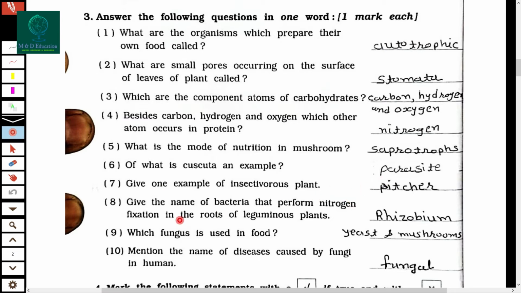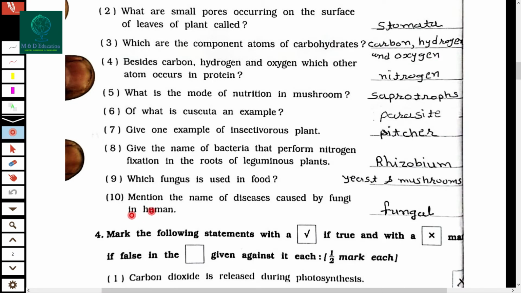Give the name of the bacteria that perform nitrogen fixation in the roots of leguminous plants. It's Rhizobium. Now the ninth question: which fungus is used in food? So yeast and mushrooms. Now the tenth one is, mention the name of diseases caused by fungi in humans. So it's fungal infection. Okay.